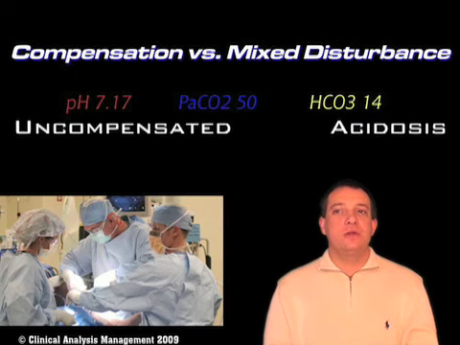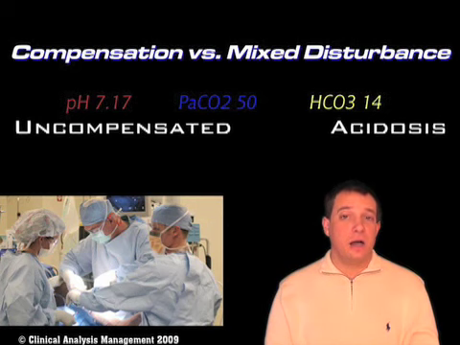Now, we look at the CO2 and we look at the bicarb. The CO2 is 50. Is that acidotic, alkalotic, or normal? That is acidotic, right? So that matches the pH. But we also have to look at the bicarb. Is the bicarb acidotic, alkalotic, or normal? That is also acidotic, right?